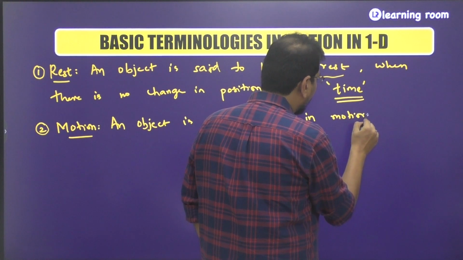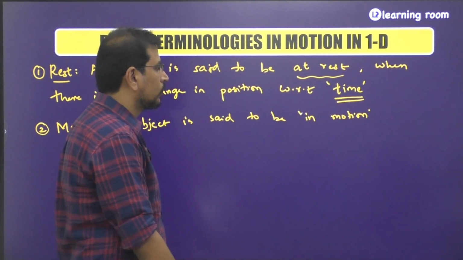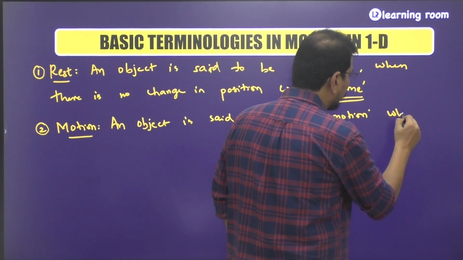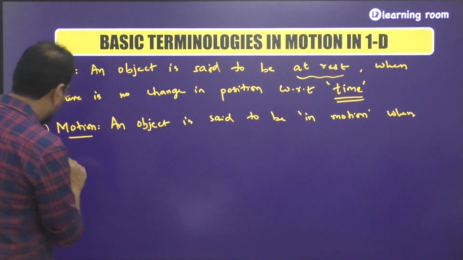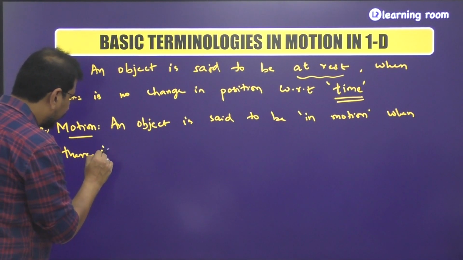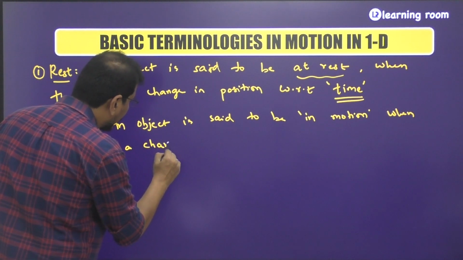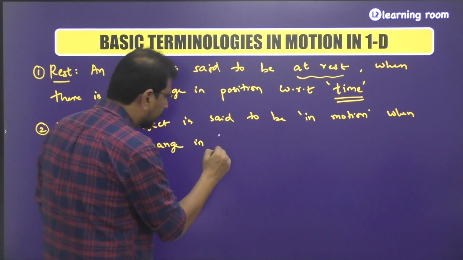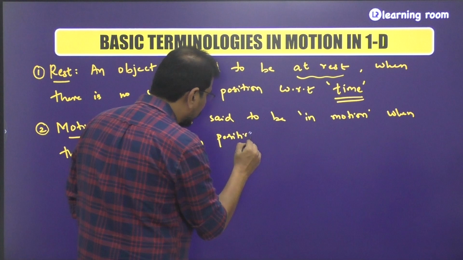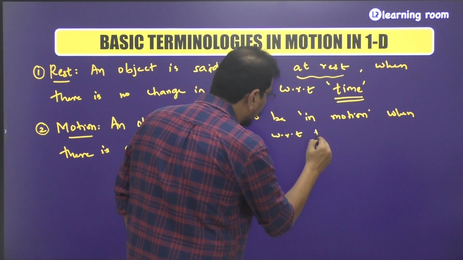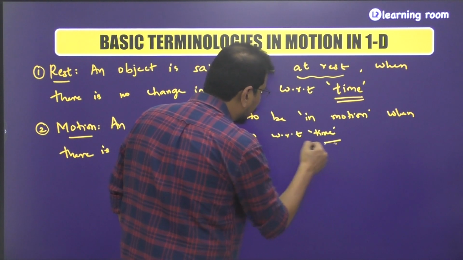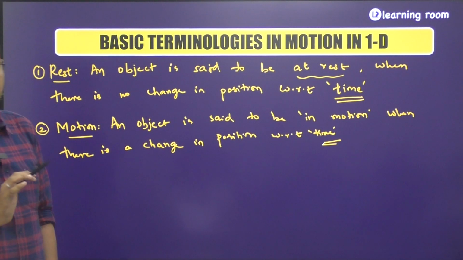An object is said to be in motion when there is obviously what? Yes, a change in position with respect to time. So this is what motion is all about.